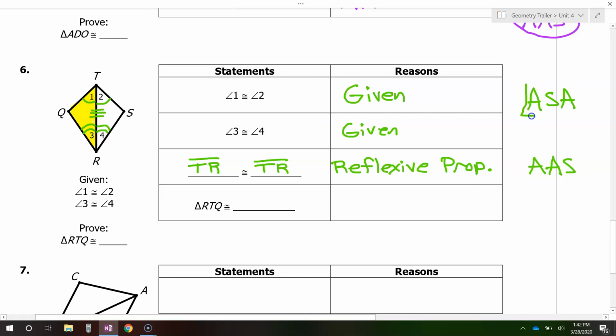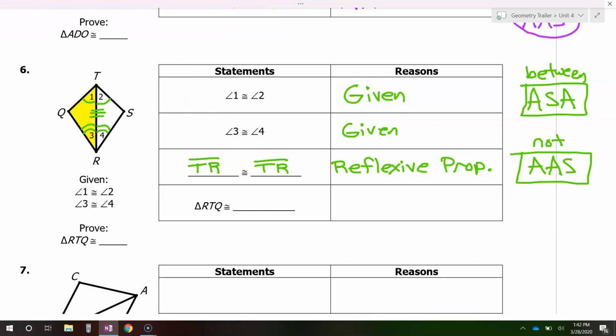It'll be angle, side, angle if the side is between the 2 angles. If the side is not between the 2 angles, then it'll be angle, angle, side. Hopefully you can see that the side is between the 2 angles. All right, this side is between the 2 angles. So this will be angle, side, angle.